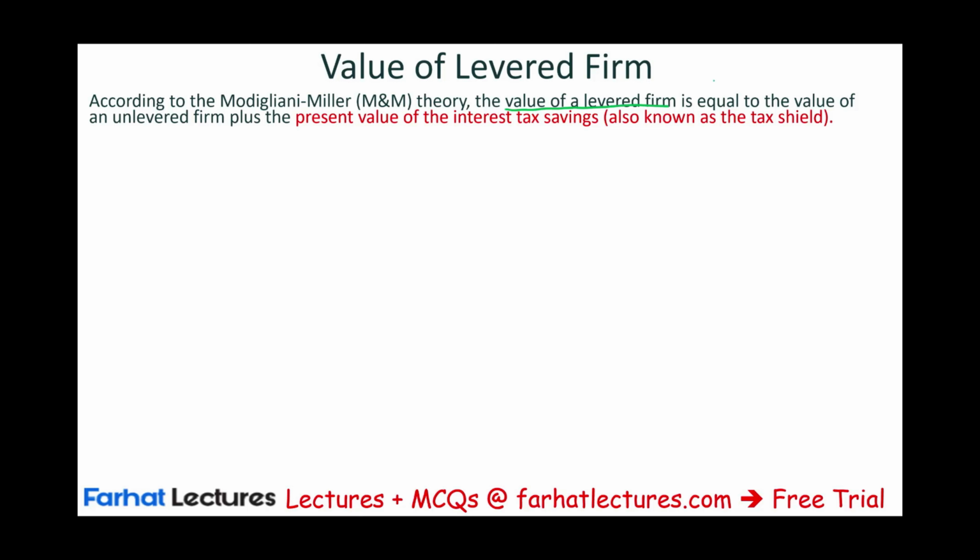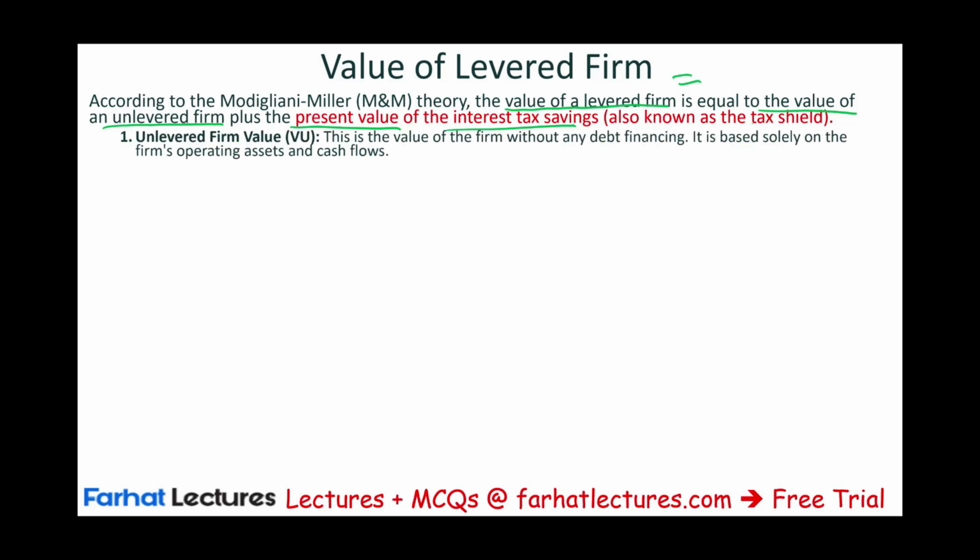A firm with debt equals the value of the firm without the debt, the unlevered firm, plus the present value of the interest savings, also known as the tax shield. Well, let's break down this formula to see the importance, the value of the leverage, the value of the debt. So first, we have unlevered firm value. This is the value of the firm without any debt financing.